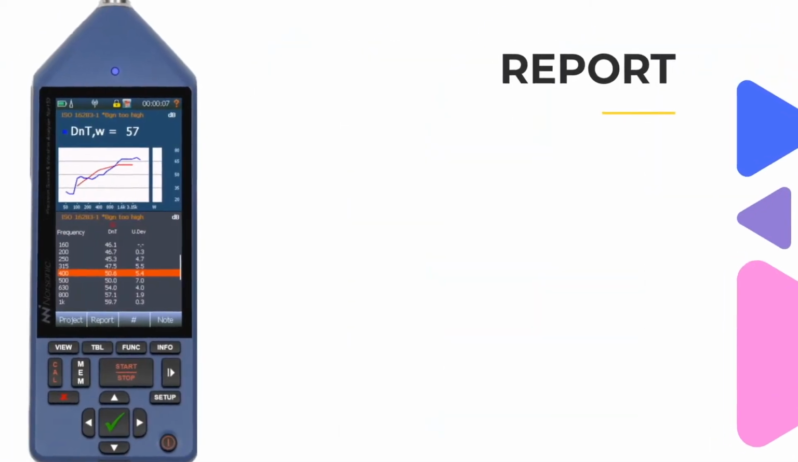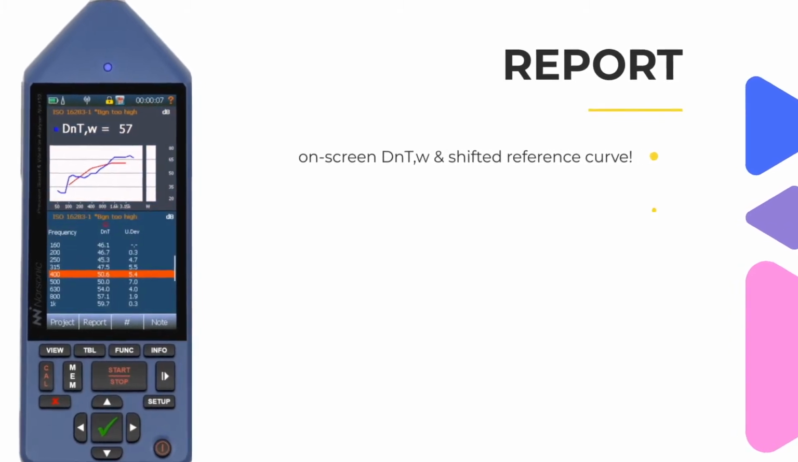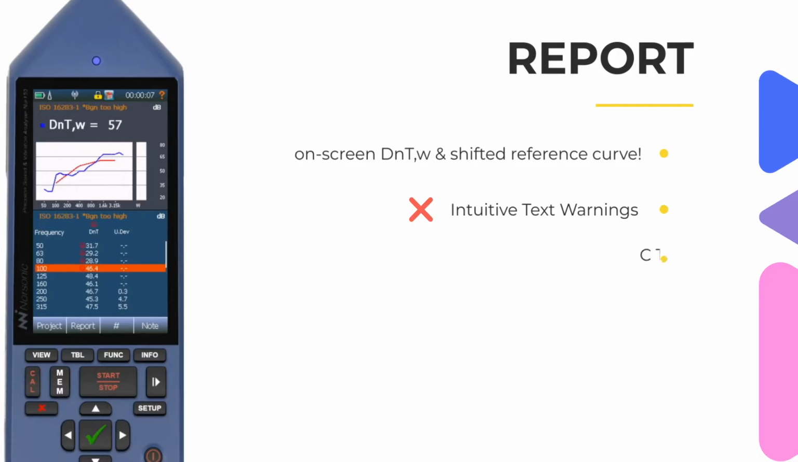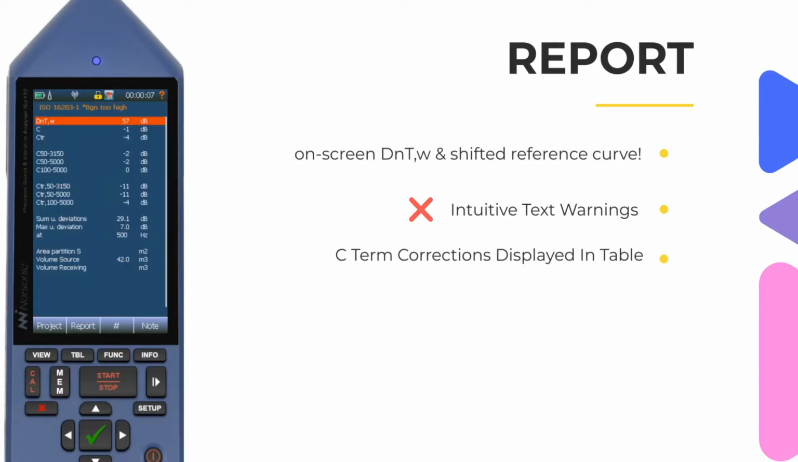The new reporting window allows us to see the on-screen DNTW and shifted reference curve, including intuitive text warnings, and see the C-term corrections in the table.